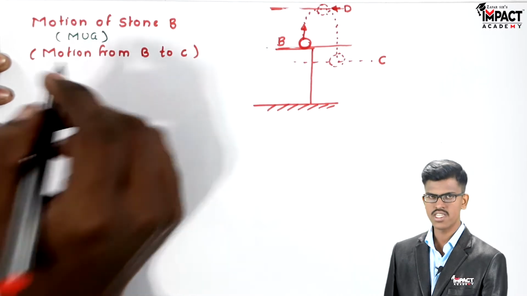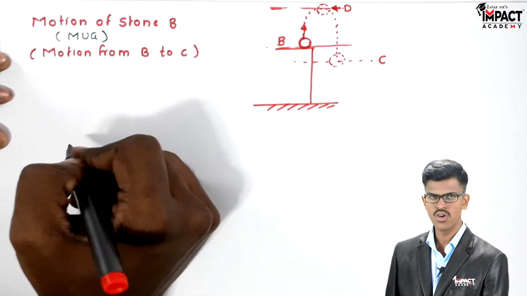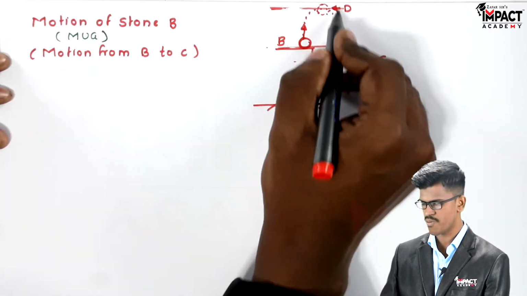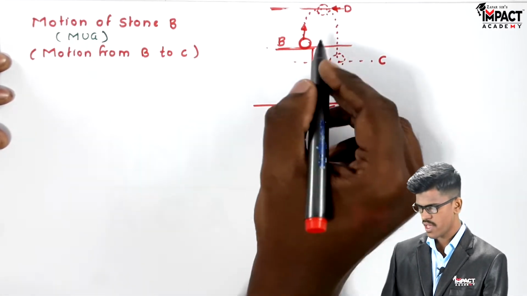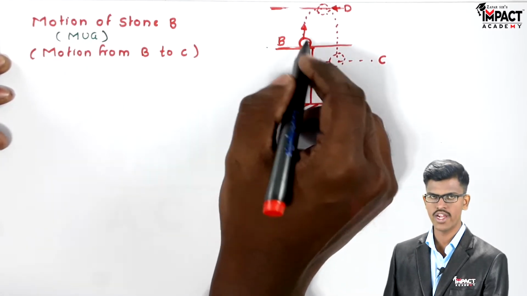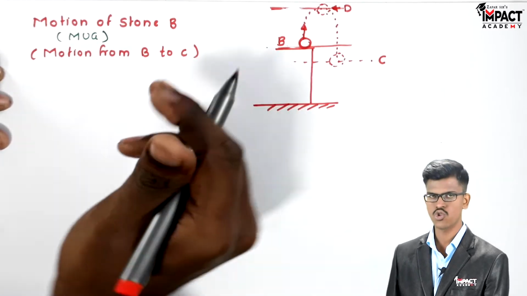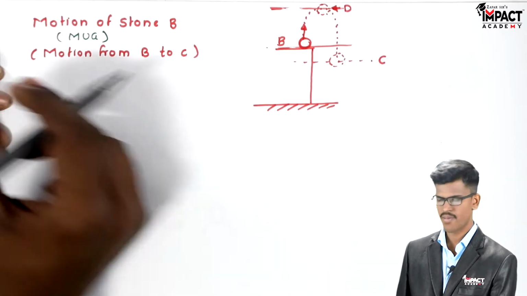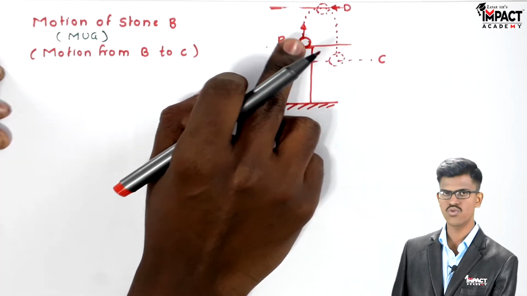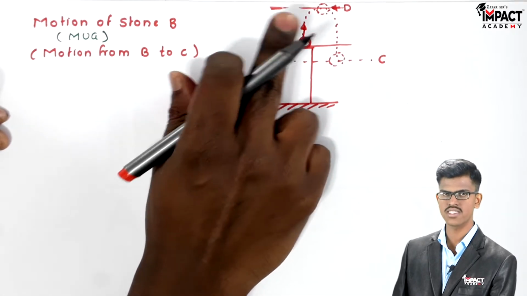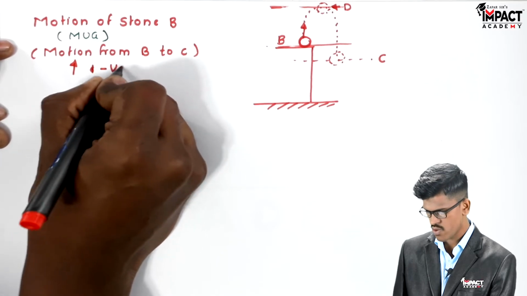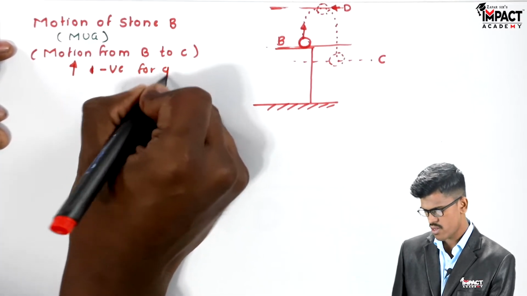But we have to consider the sign convention at the initial point. We take the motion from B to C, meaning the complete motion from B to C. Initially, at point B, the stone is thrown vertically up, which means against the gravity. So here we have to consider the negative sign convention.